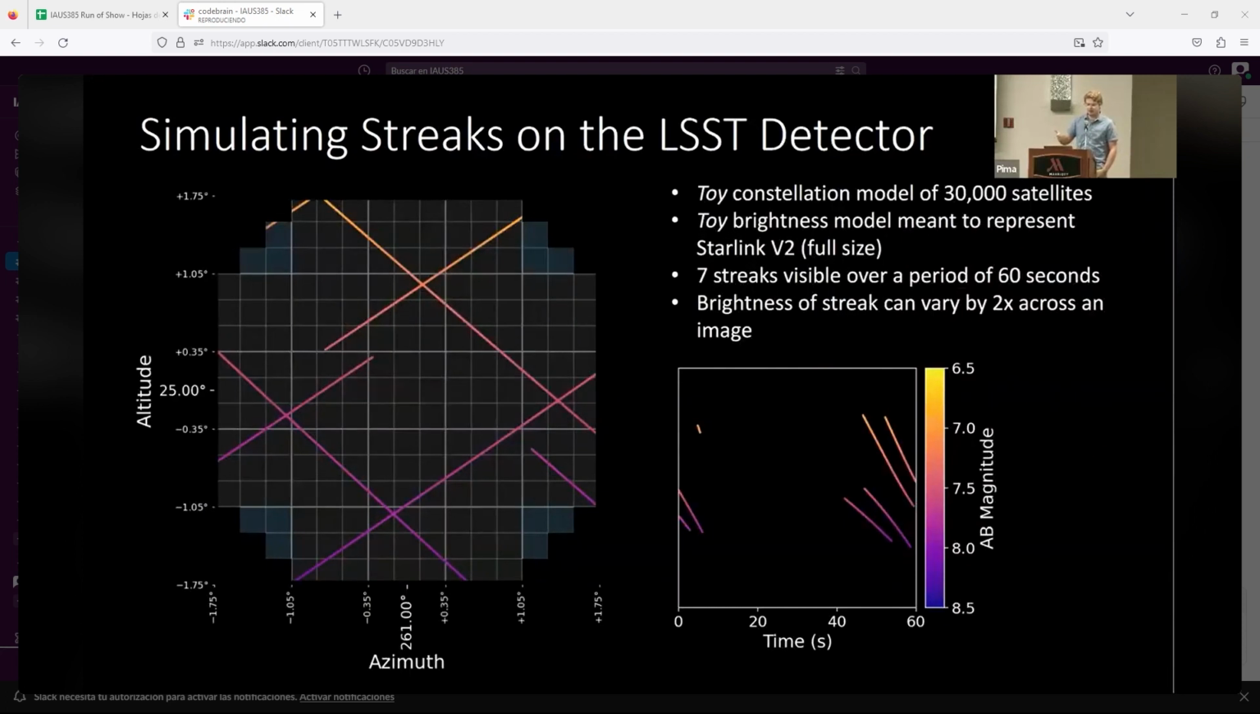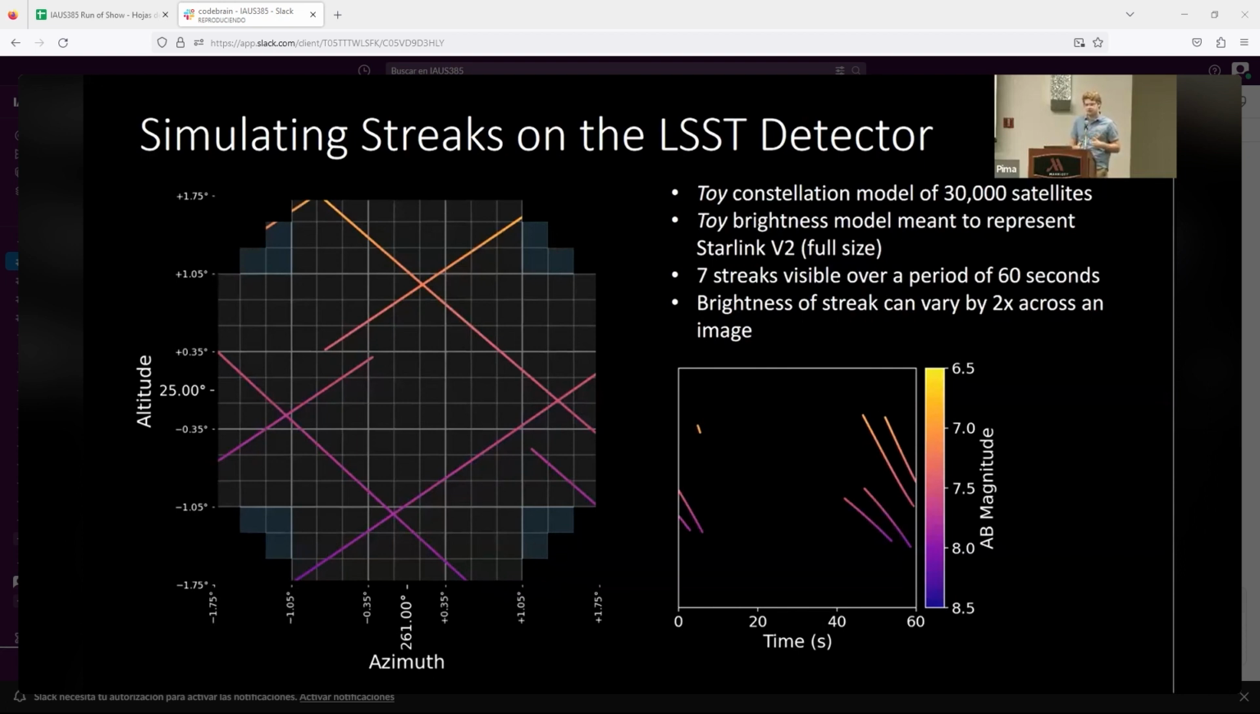And then you can obviously extend this to LSST. I want to emphasize that this is a toy constellation model with 30,000 satellites and a toy brightness model meant to represent Starlink V2, but this isn't published. Don't take this as absolute truth. And so we looked over a period of a 60-second exposure, and we see these 7 streaks visible in the detector.